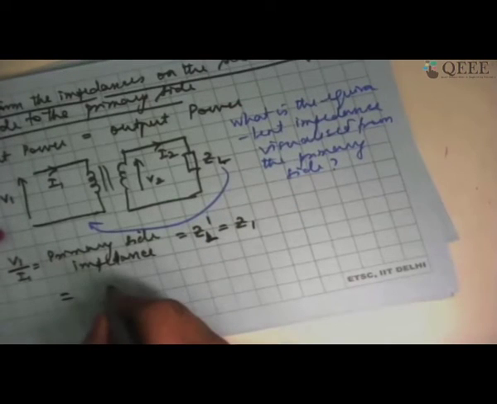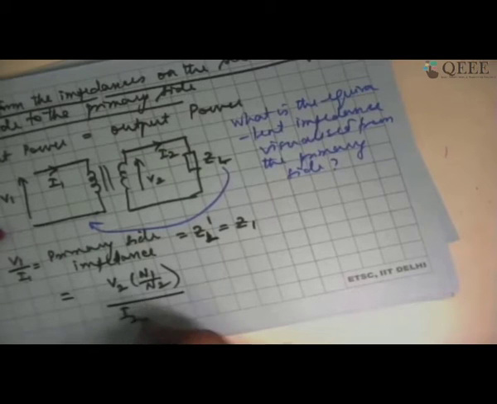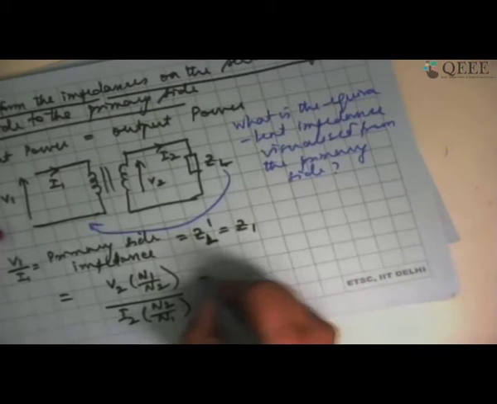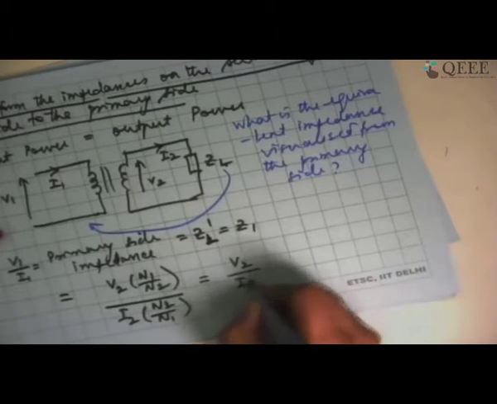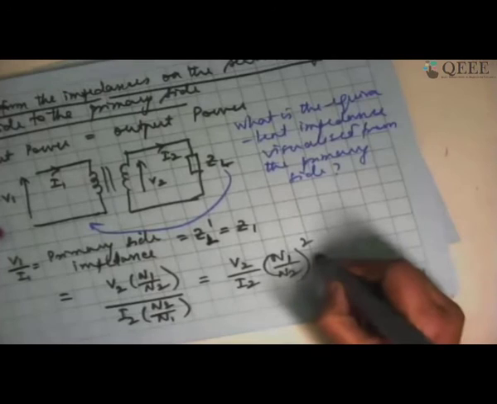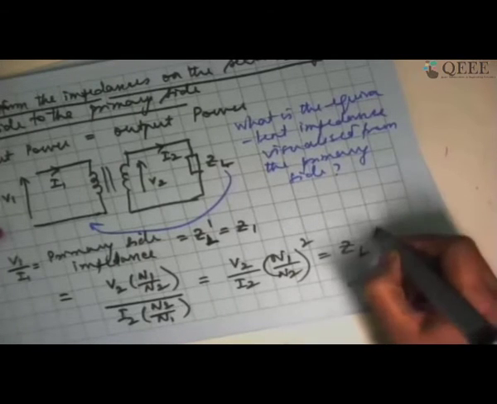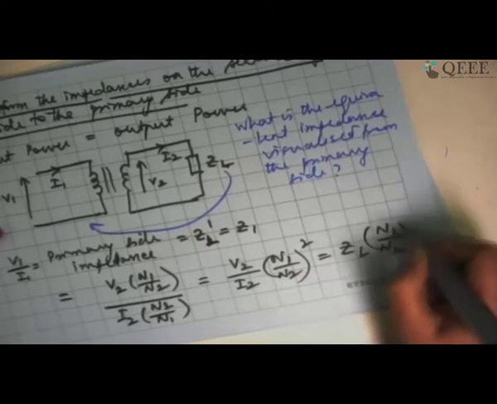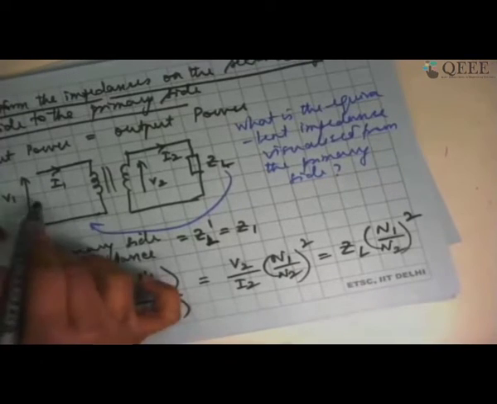That will be equal to, so V1 basically we wrote it as V2 into N1 by N2. And similarly I1 we wrote it as I2 into N2 by N1. And then when we took it together, we said V2 by I2 multiplied by N1 by N2 the whole square. And V2 by I2 is ZL. So ZL multiplied by N1 by N2 whole square was our equivalent impedance visualized from the primary side. We are going to use the same concept to get whatever was our equivalent circuit originally.